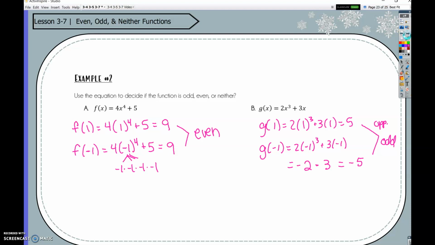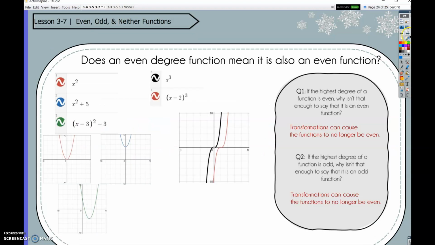Remember, we used to talk about the degree of a function being even or odd. So one question might be, does an even degree function, so like x squared plus 5, x minus 3 squared, or x squared minus 3, does an even degree function have to be an even function or vice versa? These are all even degree functions because they all have the squared. Let's look at their graphs.